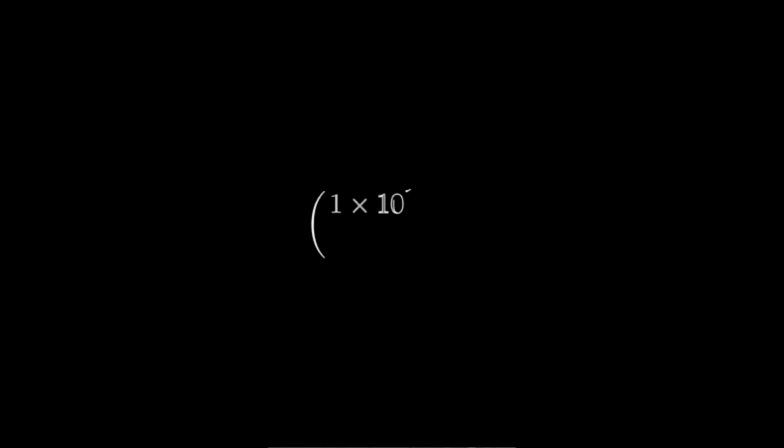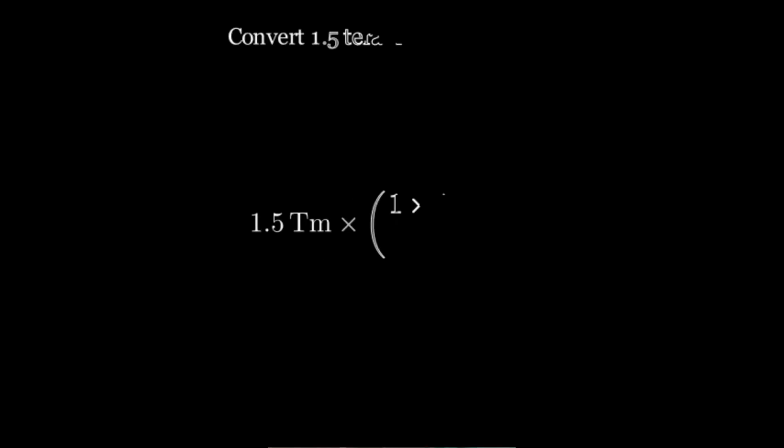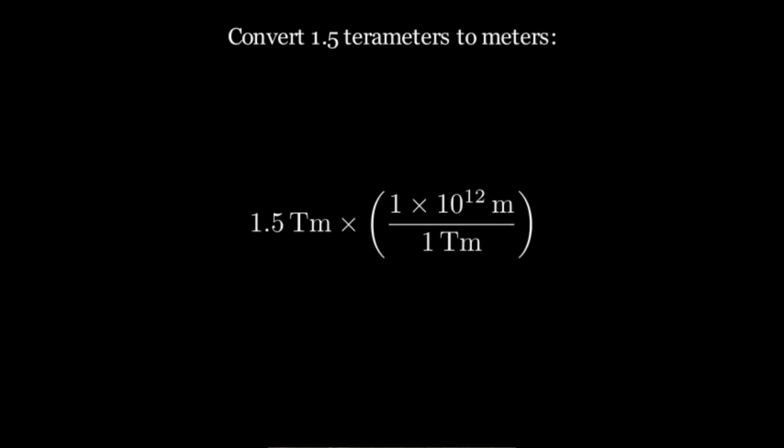There are 10^12 meters in 1 terameter. So we use this conversion factor. Convert 1.5 terameters to meters. The answer is 1.5 × 10^12 meters.